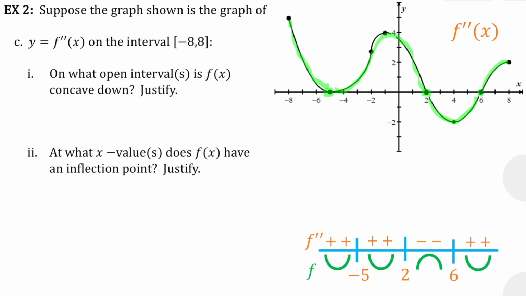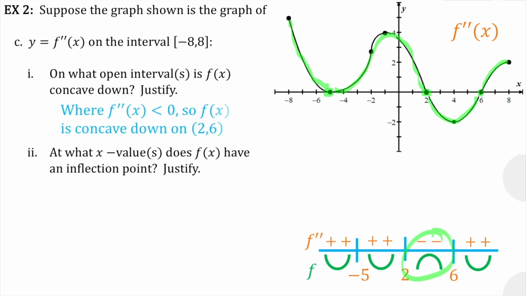Now let's answer our questions. On what open intervals is f of x concave down? Right here. Whenever f double prime is negative, so that means f is concave down on 2 to 6.